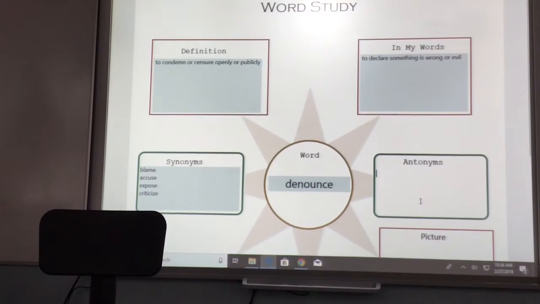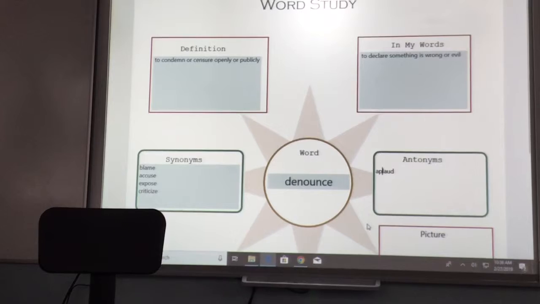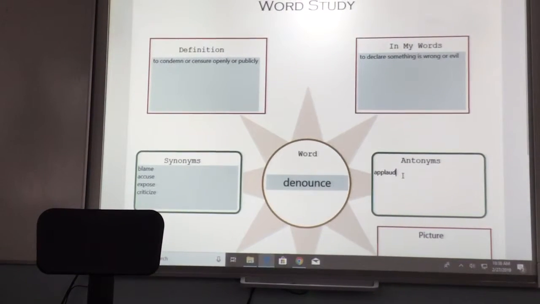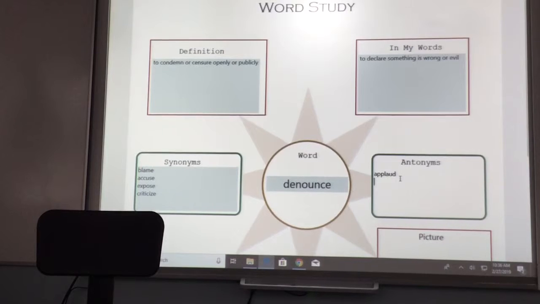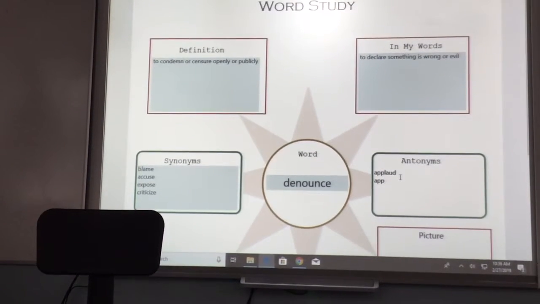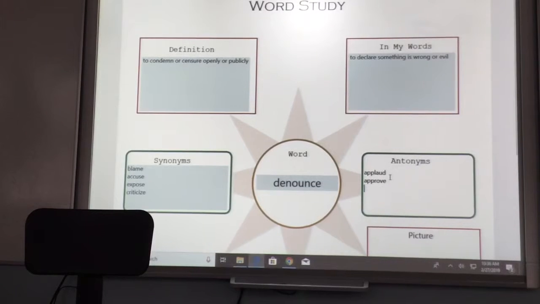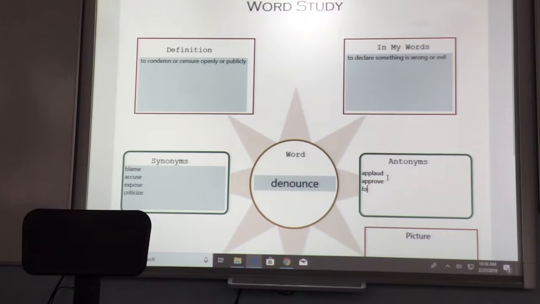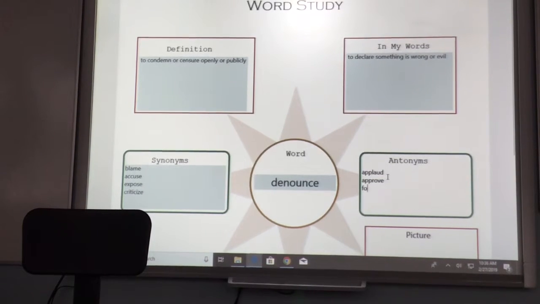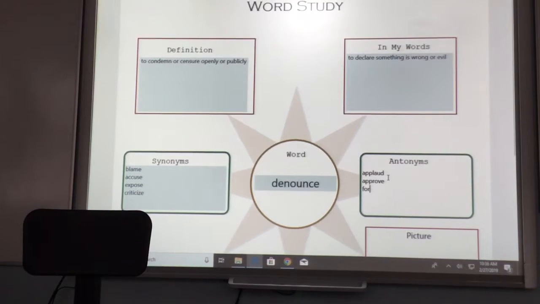I don't think Miss Young types that fast. Consent. Applaud is right. Waiting for my keyboard again. Sorry, guys. We said applaud, approve, and what? For? Accept. Somebody said accept? I said consent. Consent. Okay, it's like saying yes.